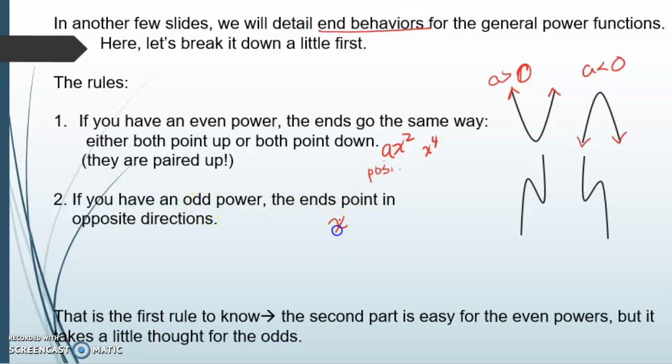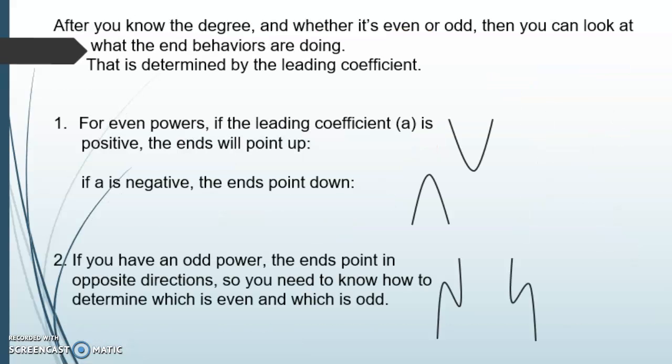If you have an odd power, x cubed, x to the 5th, anything like this, the ends point in the opposite direction. If the a is positive, you have the left side down and the right side up. If it's negative, you have the left side up and the right side down. It works the same way as a negative slope on a line, which makes sense because x is an odd power. When you go back through your notes, you'll see if a is positive, the ends point up. If a is negative, the ends point down.